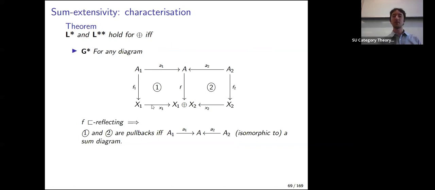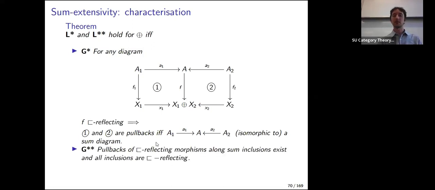So for any diagram of this form, C-reflecting implies that these two squares are pullbacks if and only if the top row is isomorphic to a sum diagram. So it's like what we had for extensivity, but just for C-reflecting morphisms. And then the other part as well: we require that pullbacks of C-reflecting morphisms along some inclusions exist, and we also require that all inclusions are C-reflecting.